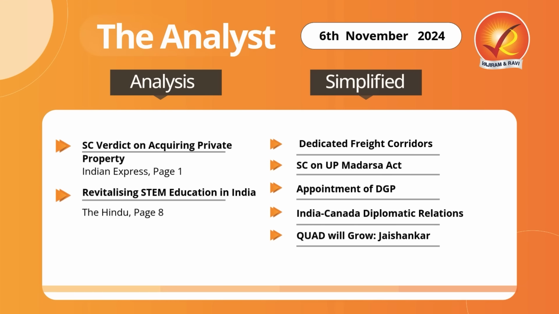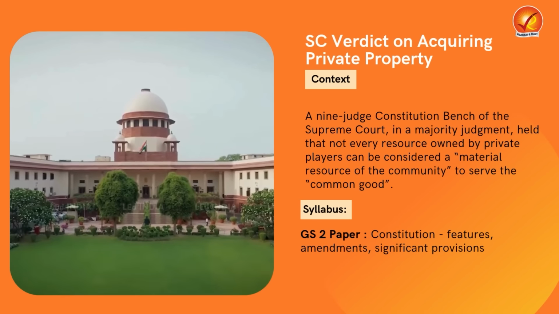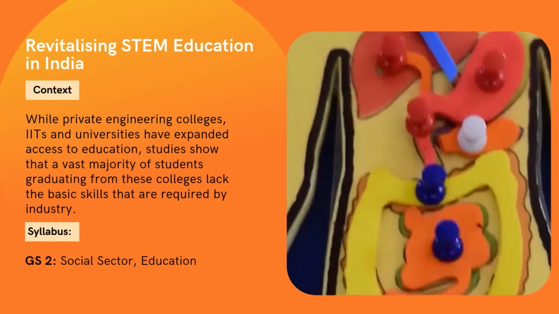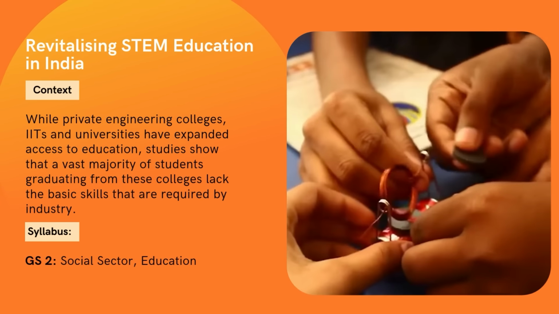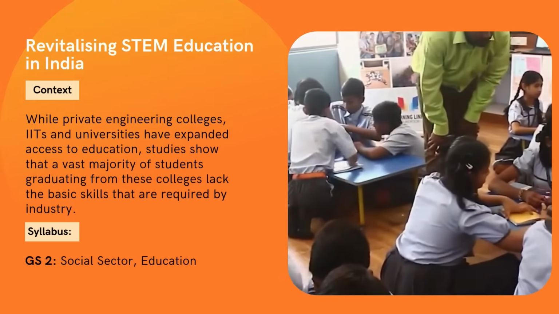We will try to comprehensively analyze 7 articles in 2 different sections. In the analysis part, we'll first have a discussion with respect to the recent verdict of the Supreme Court on the state's power to acquire private property for the common good. In the second article, we'll discuss STEM education and research in India, the issues plaguing the sector, and the way forward.